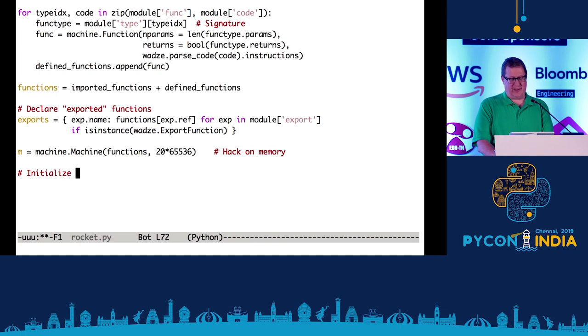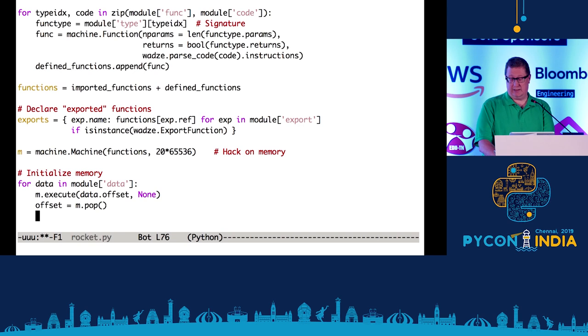It turns out that there's a step of initializing memory that you have to deal with. And that is also something that's in that WebAssembly module. There's a little data section in there that has initialization kinds of things. So the way that I'm going to do that is I'm basically going to execute instructions to compute an offset. I'm actually going to use my machine for that. And then I'm going to go into the machine and set up some memory.